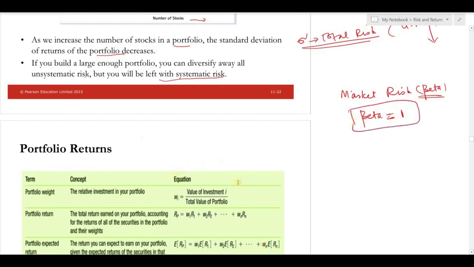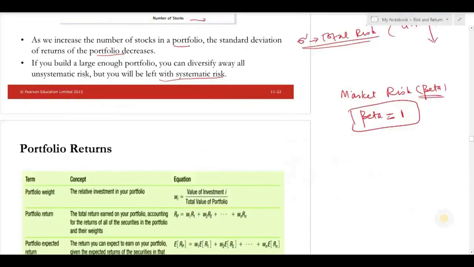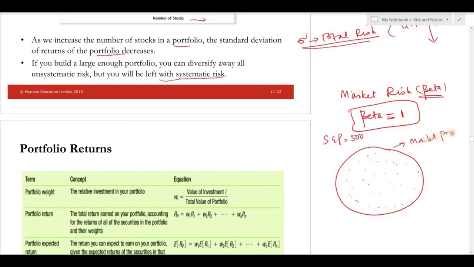Okay, to understand this, just look at the S&P 500. So S&P 500 means what? It means this is a portfolio, and this portfolio has 500 companies, right? The S&P 500 index means this portfolio has 500 companies, and the beta of this portfolio should be equal to 1. Let me explain why. For instance, this is S&P 500, so it means we have 500 companies in this portfolio, right? So this is a market portfolio. In this portfolio, we have all possible companies. Remember, all possible companies, and in that we have 500 companies.